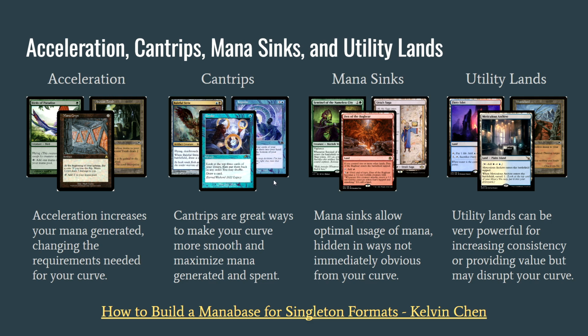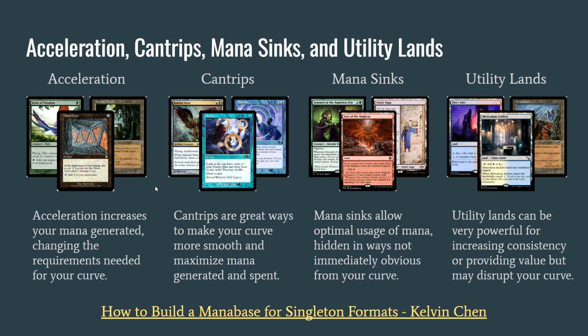All right. Let's talk about how acceleration, cantrips, mana sinks, and utility lands affect your mana curve. So obviously, when you're jumping the curve, acceleration is very useful. But acceleration also increases the overall mana that's in your deck, which can change the requirements needed for your curve.